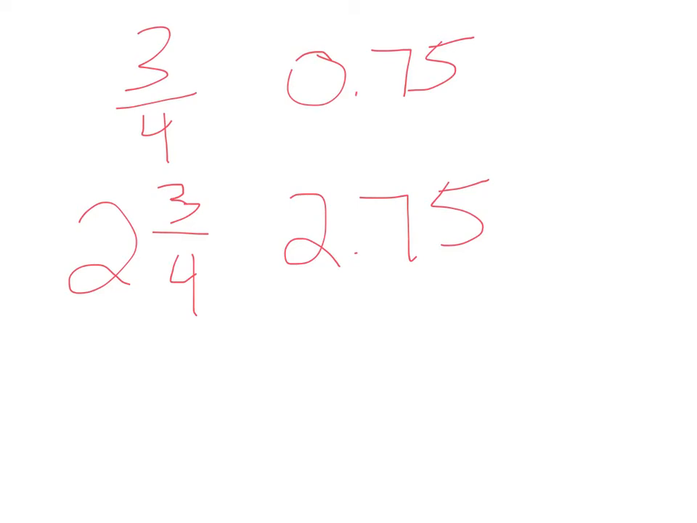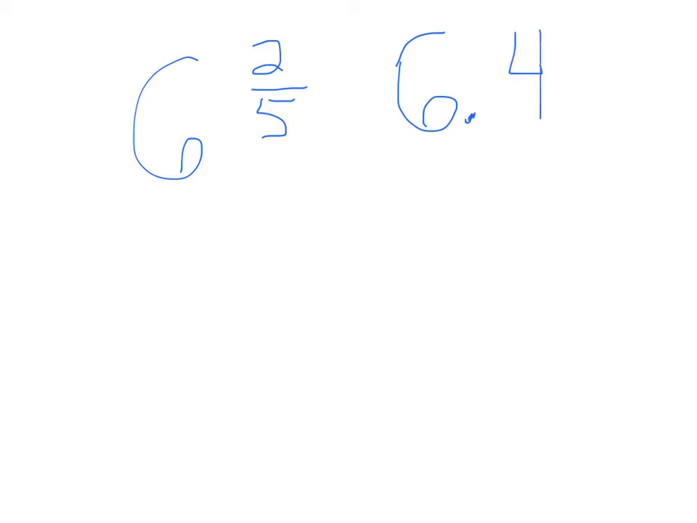Super, super easy. So if I have, let's say, 6 2/5, I know it's going to be 6 point something, but because that fraction is 2/5, that's what I'm going to take and divide in my calculator. 2 divided by 5 is 0.4 in my calculator. So 6 2/5 is 6.4. So that's converting your fraction to a decimal. Super, super easy. That's all you have to do on that.